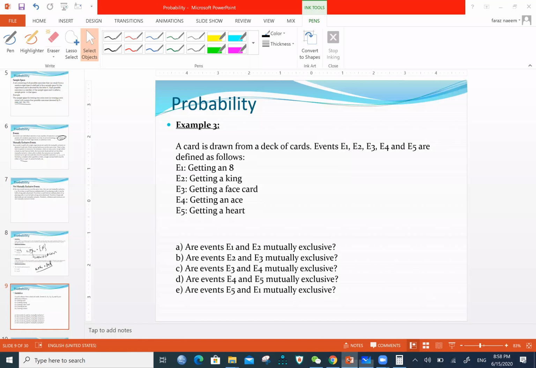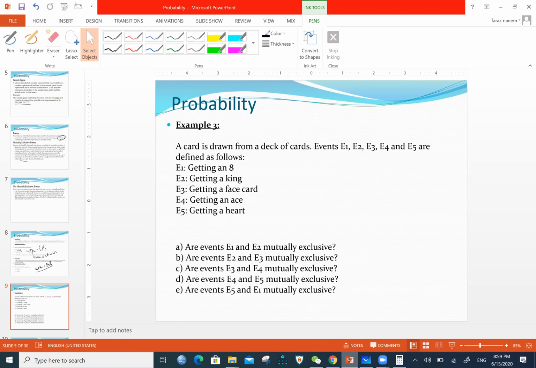A card is drawn from a deck of 52 playing cards. Events E1 to E5 are defined as follows: getting an 8, getting a king, getting a face card. Face card means picture card. Getting an ace, getting a heart. Now, are events E1 and E2 mutually exclusive? Who can tell me?